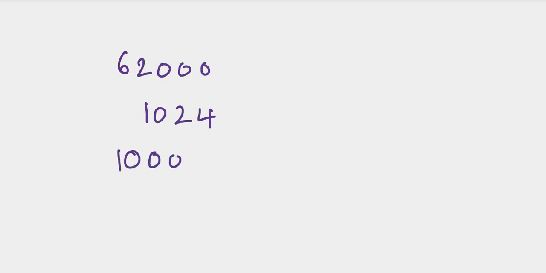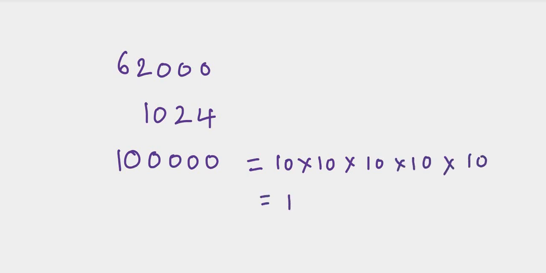For example, look at one number here, 100000. One big number is there. How to write this number? Otherwise, 1024. This number you can simply write as 10 multiplied by 10 multiplied by 10 multiplied by 10 multiplied by 10. So we can express this number as 10 to the power of 5.